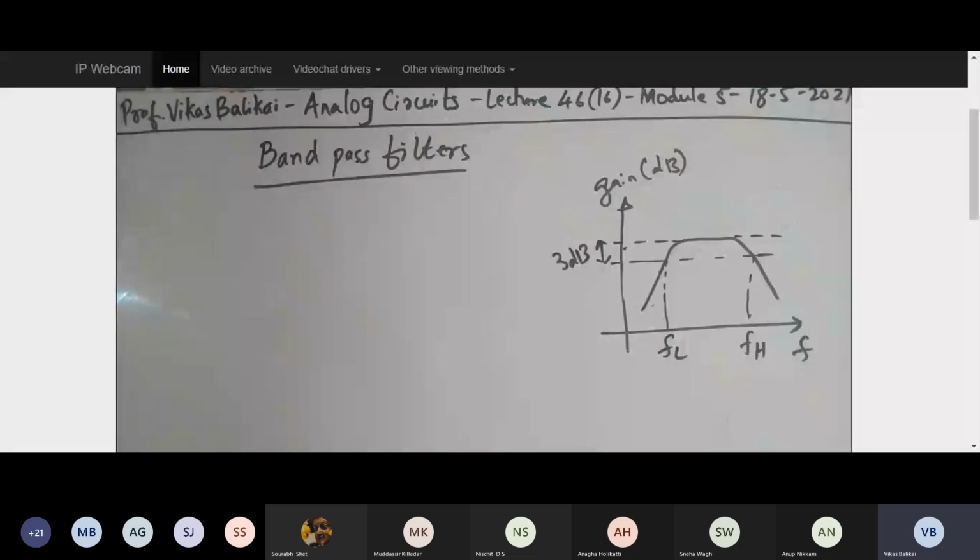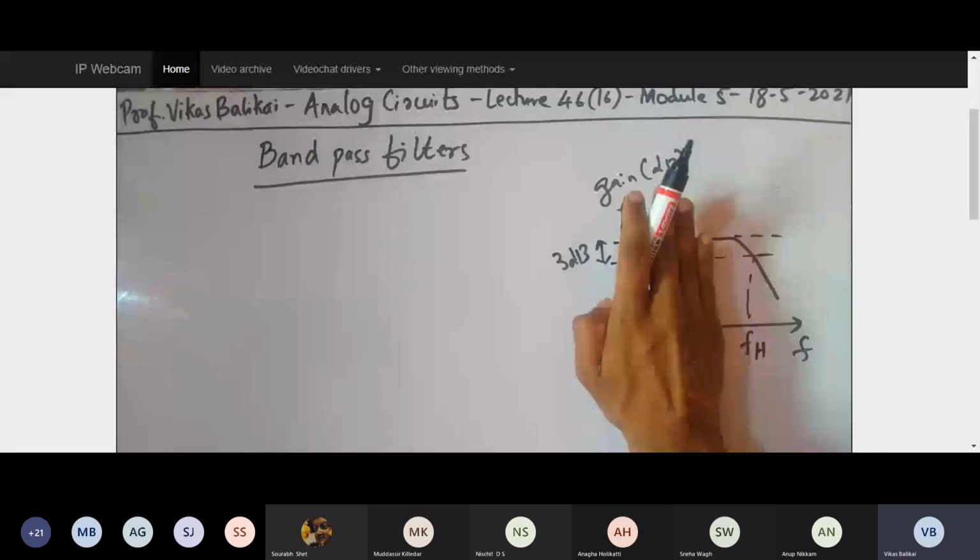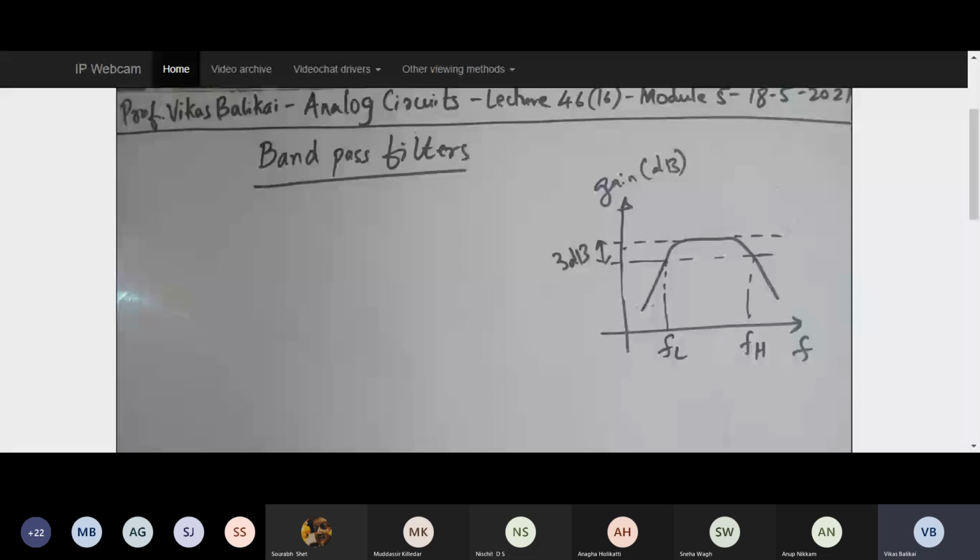If I consider only this part, it is behaving like a high pass. If I consider only this part, it is behaving like a low pass. So it is basically a combination of low pass and high pass. If I say it is a combination of high pass and low pass, then possibly my circuit diagram would also be the combination of high pass and low pass.